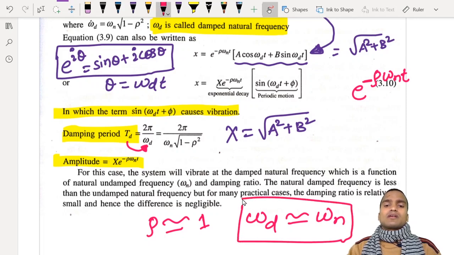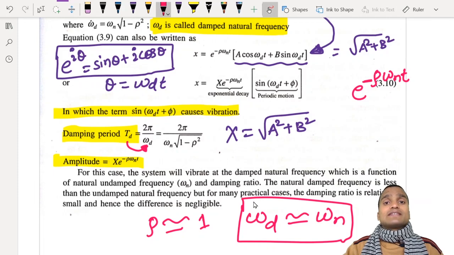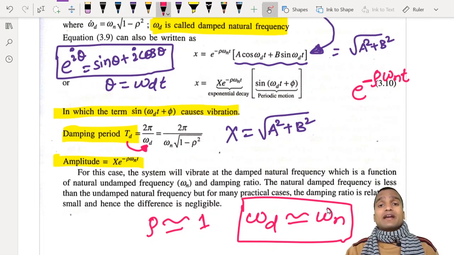In practical cases we take it like this, but in numerical analysis we try to separate both things, the damped natural frequency and the undamped natural frequency. Omega d is the damped natural frequency and omega n is the undamped natural frequency.